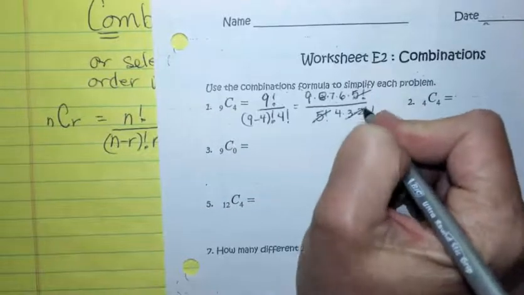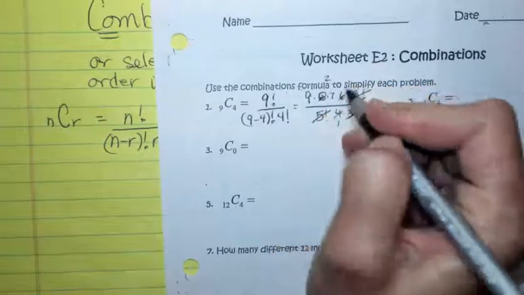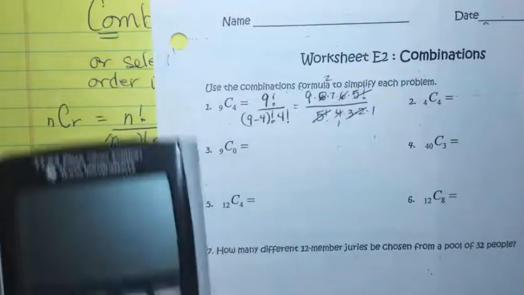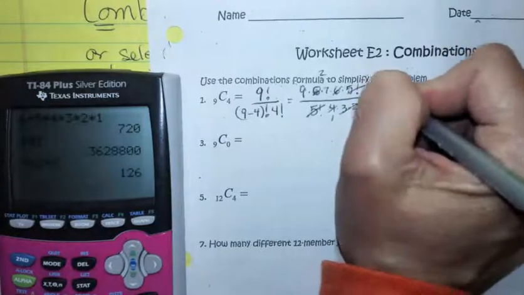And here's a 6. 3 times 2 is 6. 4 goes into 4 once. 4 goes into 9, or 8, 2 times. And so I'd have 9 times 2 times 7. And that's going to give me 126.